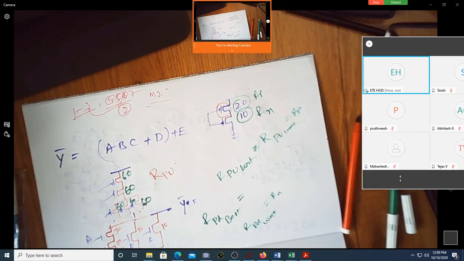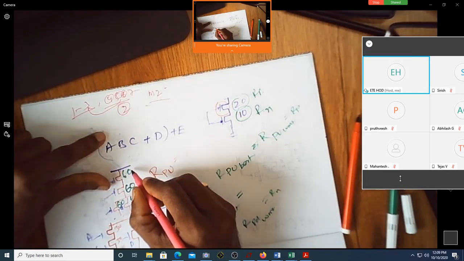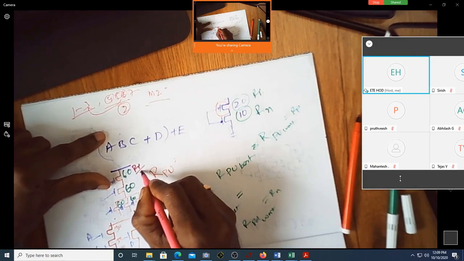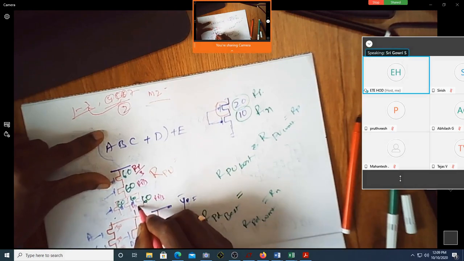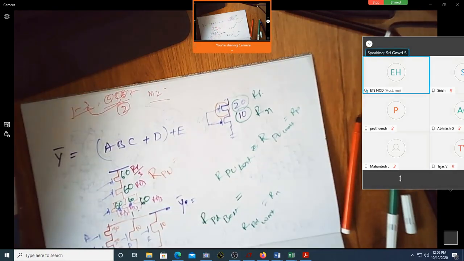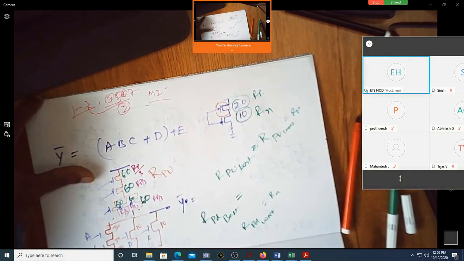Now what? Yes, sir. What is the worst possible RPU? Is it RP or different? Is it equivalent to RP? Yes, sir. Okay, what is the best possible? Then what is the individual one? Shall I say it as RP by 3? RP by 3, this is also RP by 3, RP by 3 and RP by 3. Am I correct? Yes, sir. What is the best possible?